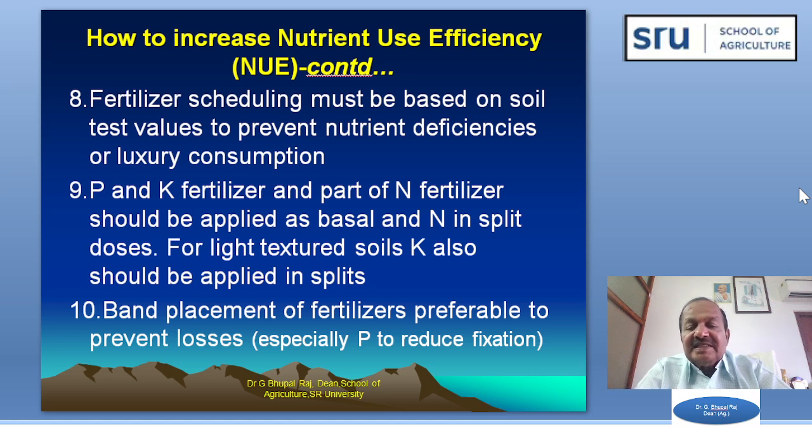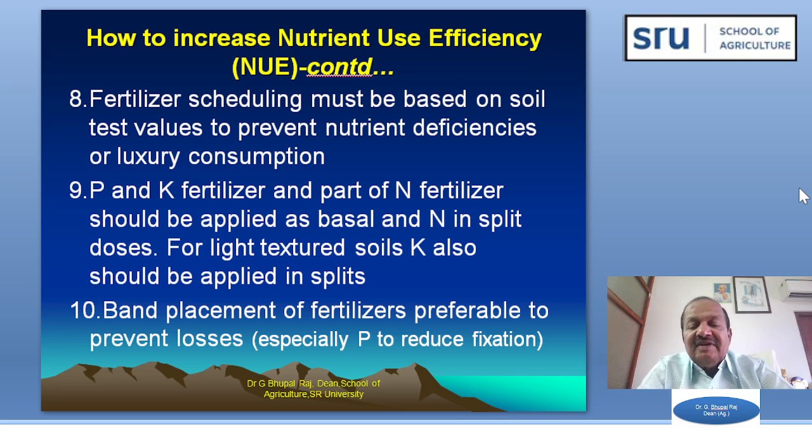Phosphorus and potash fertilizers and part of the nitrogen fertilizers should be applied at the basal and nitrogen in split doses. For light texture soils, potash also should be applied in the splits. So generally the phosphorus fertilizer is needed for the better root establishment at the initial stages. And some quantity of the potash fertilizer also is required at the basal stage. So total phosphorus and some part of the potash fertilizer have to be applied at the basal, and some part of the nitrogen fertilizer can be applied at the basal.